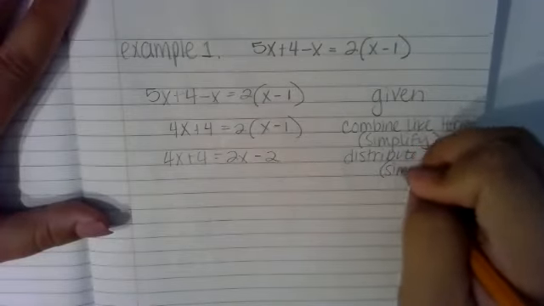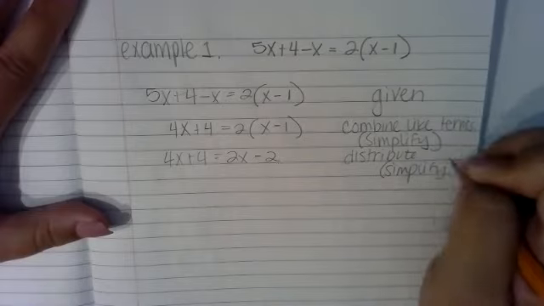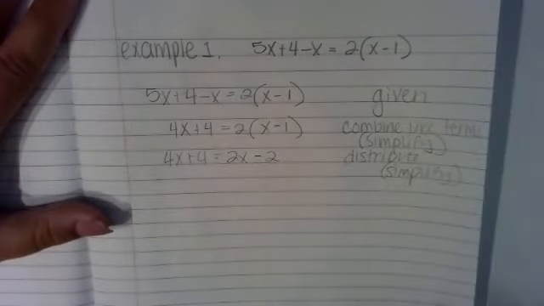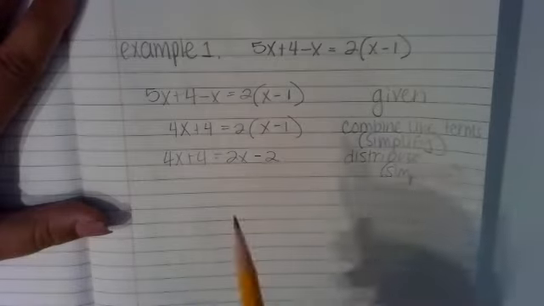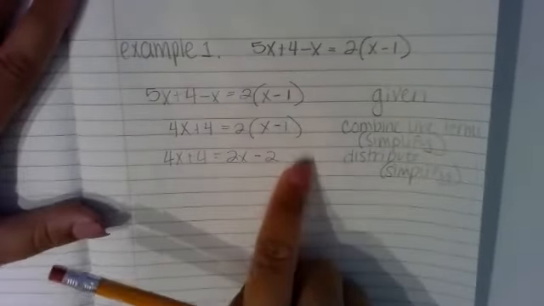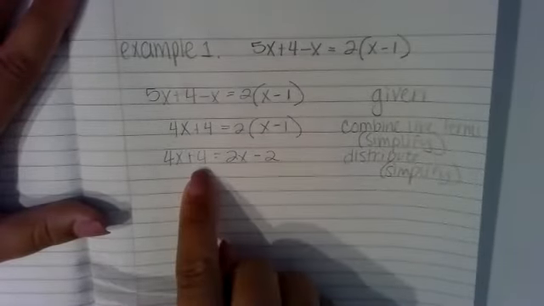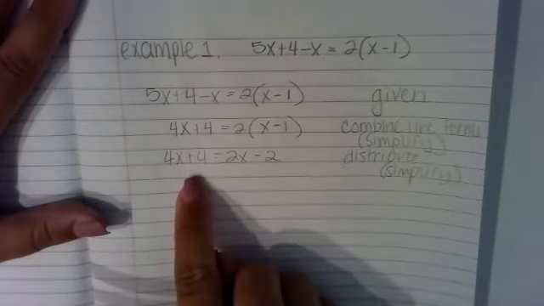Which is simplify. Okay. Now I'm going to want to get all of my variables to one side and all of my constants to the other. So let's go ahead and just move my constants. I'm going to take this 4 and I'm going to move it over here. So in order to move it, I need to use the inverse operation.